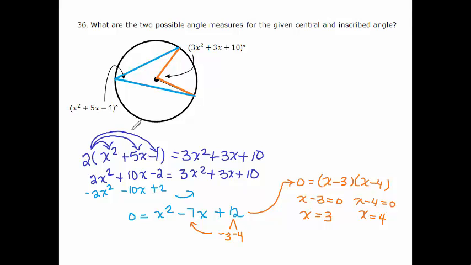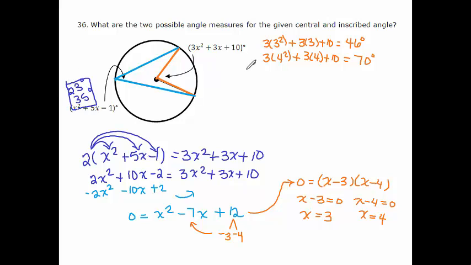So I'm just going to go back and substitute it in. When x equals 3, this angle will equal 46 degrees. And when x equals 4, it will equal 70 degrees. When x equals 3, the inscribed angle will be 23 degrees. And when x equals 4, it will be 35 degrees. So here are our two possibilities for the inscribed angle and the two possibilities for the central angle.